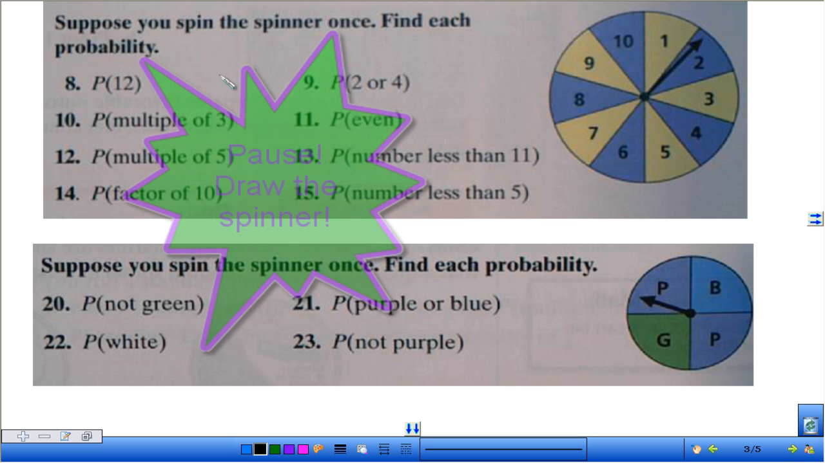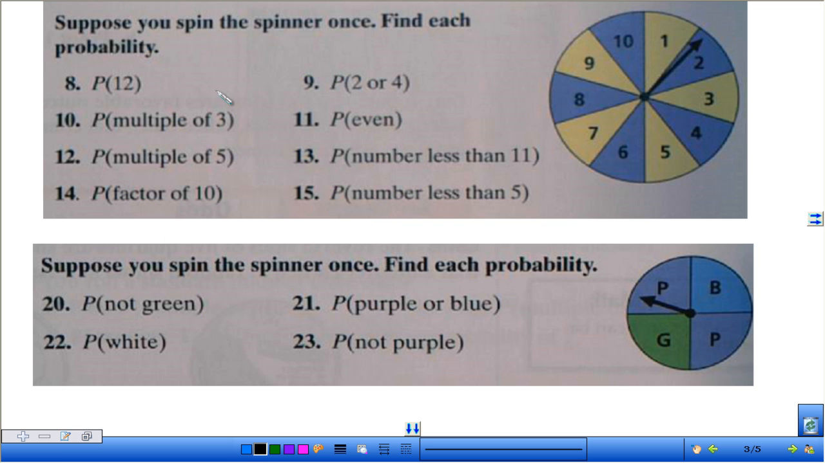So let's go ahead and start doing some of these together. It says, suppose you spin the spinner once. Find each probability. So I want the theoretical probability here. For number 8, it says, what's the probability of spinning a 12? Well, to write this, we need to figure out how many 12s are on here. None. 0. So 0 out of 10 possibilities gives us a probability of what? 0. It's never going to happen.